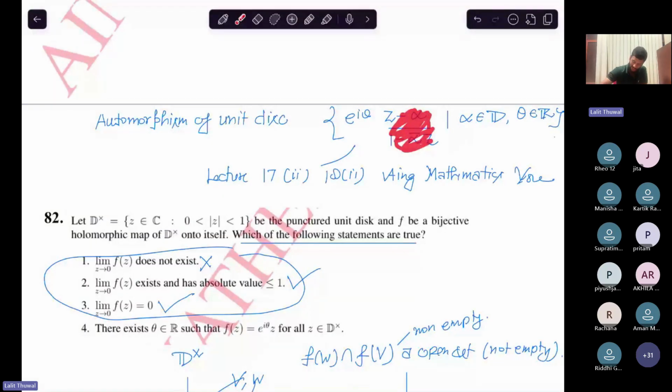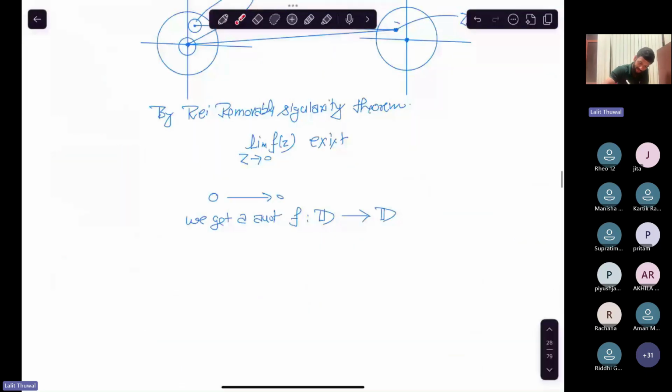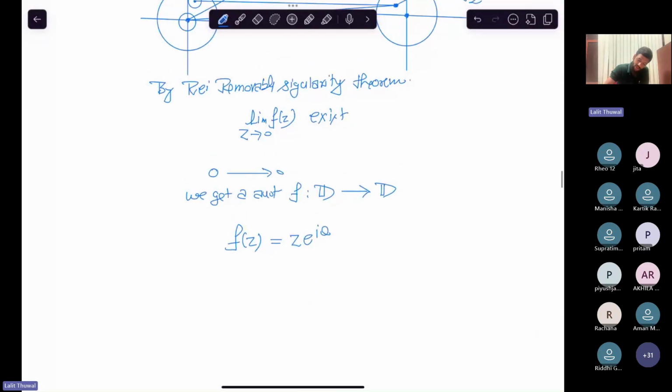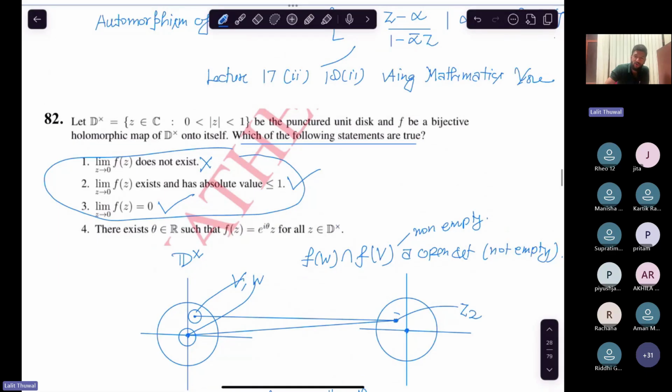Okay, so this is a very nice problem. So FZ is equal to Z times e to the power i theta. Okay, so I hope you get the solution. If you have any question in this, then please feel free to ask, and I would like to stop after that. Do you have some questions?